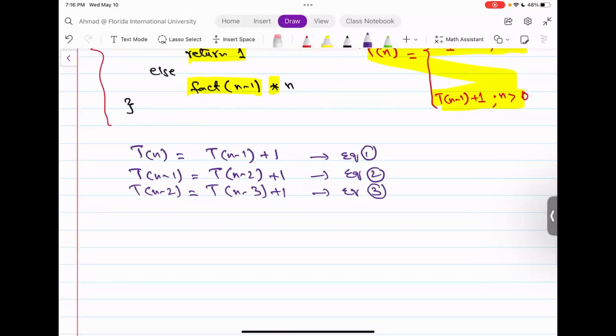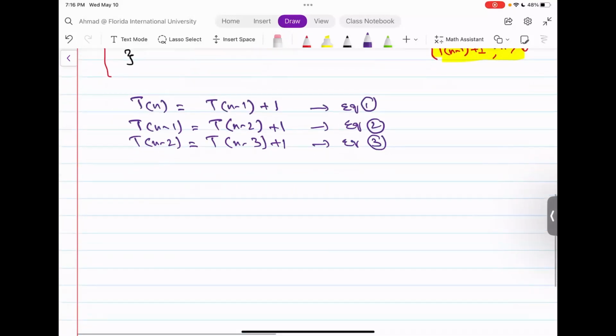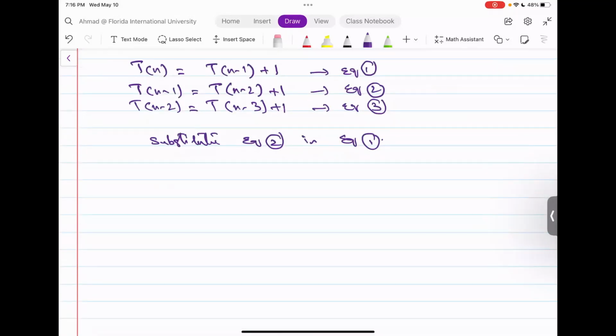Now, once we have found these 3 equations, what can I do? I can do some algebra here. For example, I'm going to substitute equation 2 into equation 1. What do I mean by this? What is my equation 1? Let me just rewrite it here so that we can start this process. T(n) is equal to T(n-1) plus 1, which is my equation number 1. So what I'm going to do is, I know the value of this T(n-1) now, which is this one.